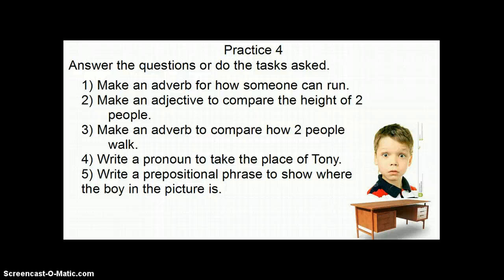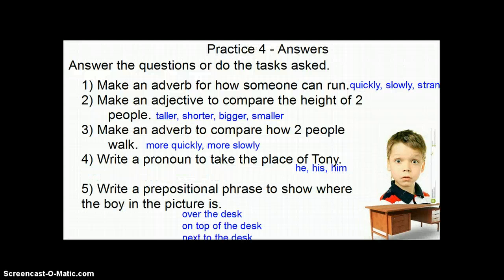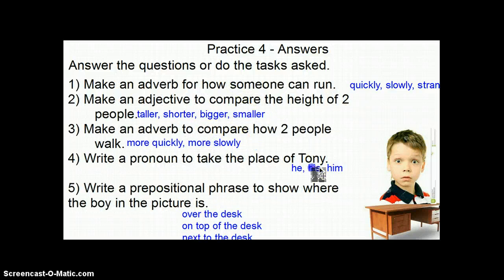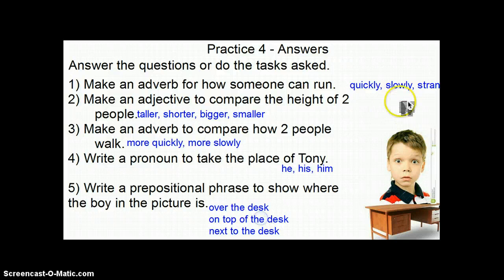Alright, if you're ready, here we go, the answers to practice 4. And again, I have to adjust my screen. Sorry about that. Okay, so here are some answers. There are more answers to these 3.